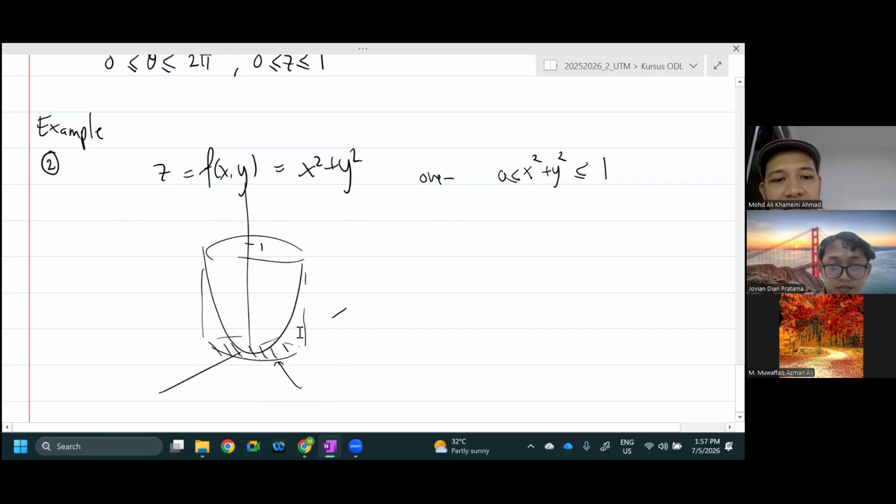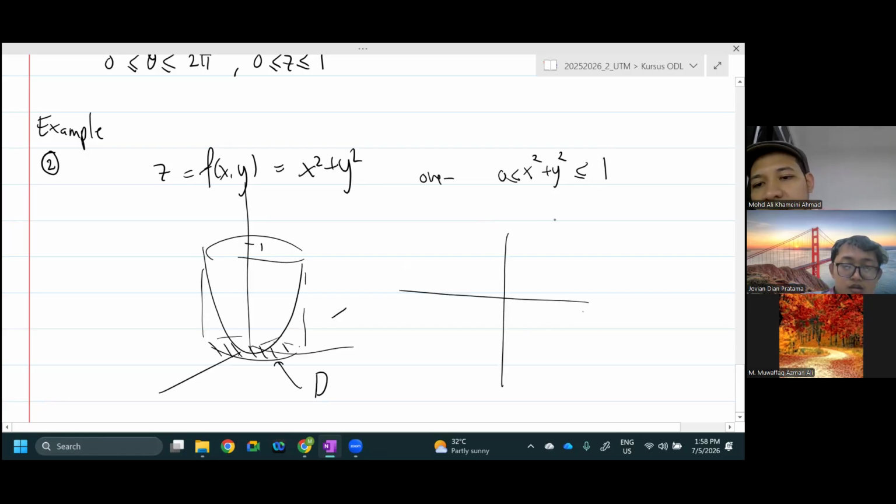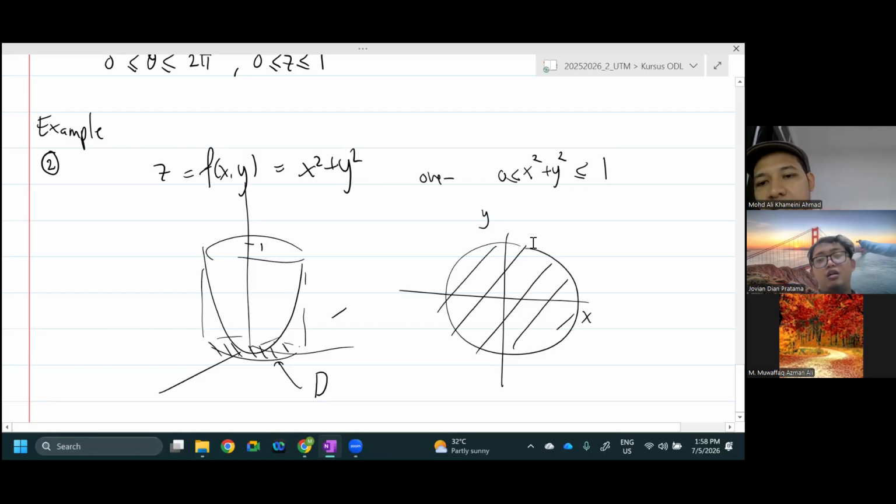So this is your D, D. So this is what I mean by D. The value of XY there should be this one, right? This is a circular shape, right? This D is a circular disc with radius 1 here. So if you try to sketch D here, XY should be in this manner, this shape.